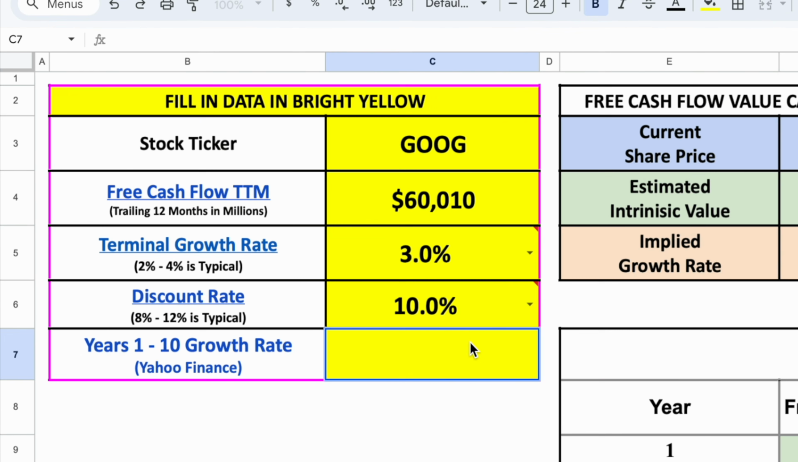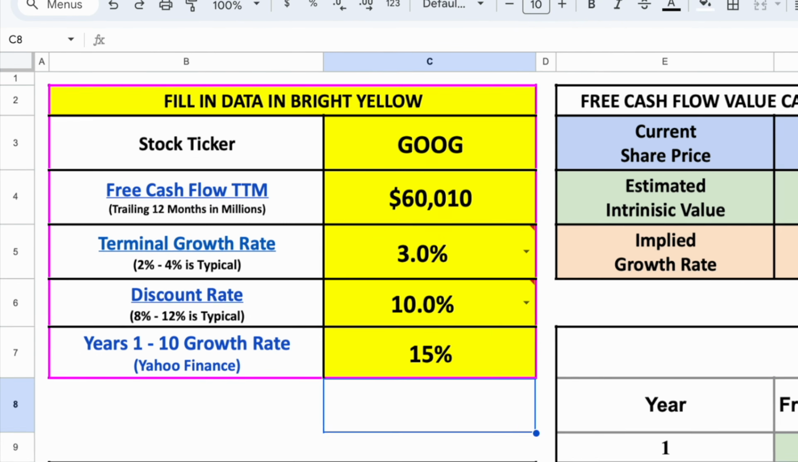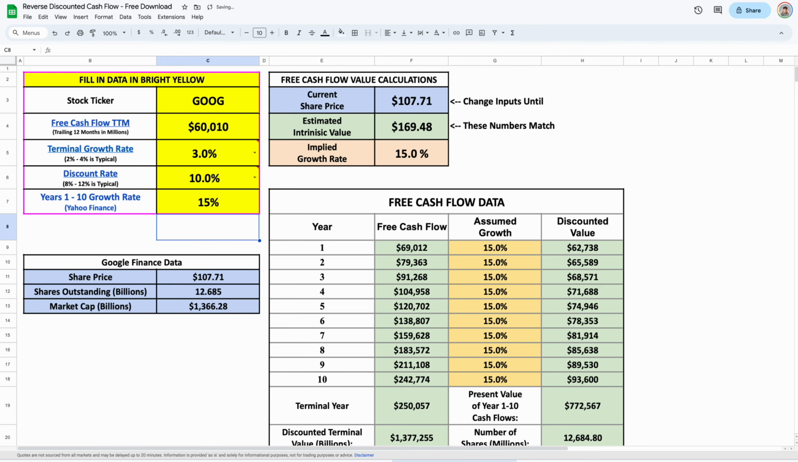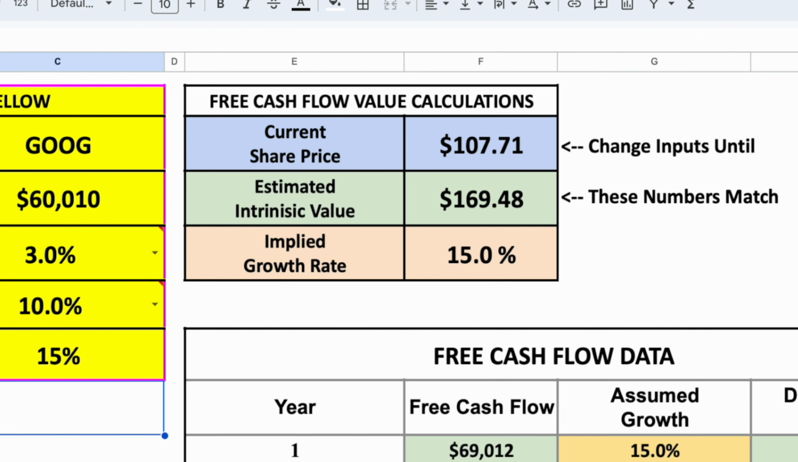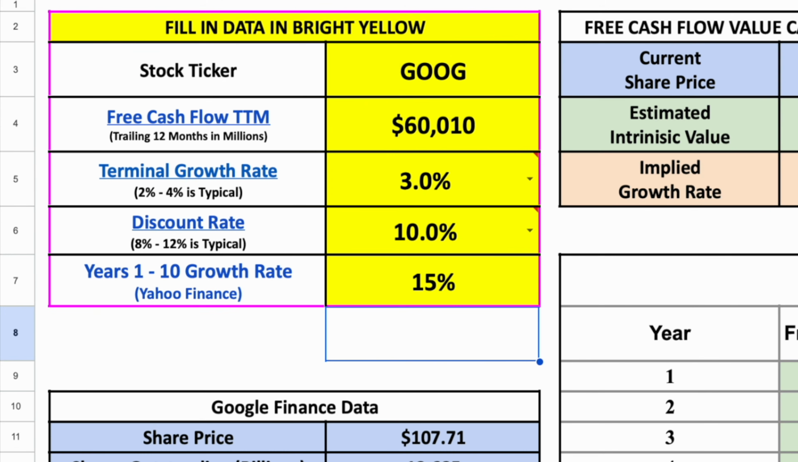So let's start out by assuming that Google will grow its free cash flow by 15% per year over the next 10 years. When we input that 15% growth rate, what the model kicks out is an estimated intrinsic value of roughly $169, and we can see that's far higher than the stock trades for today. So that means that 15% growth rate is too high, and we need to bring that number down until the current and estimated intrinsic values match.